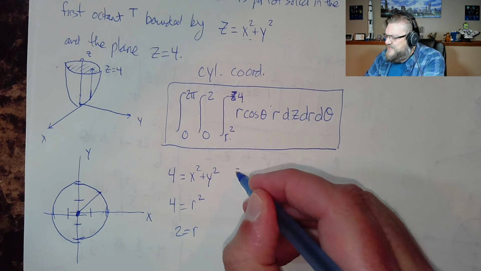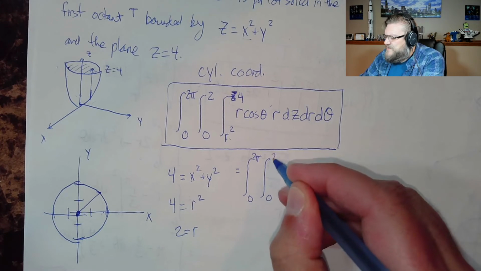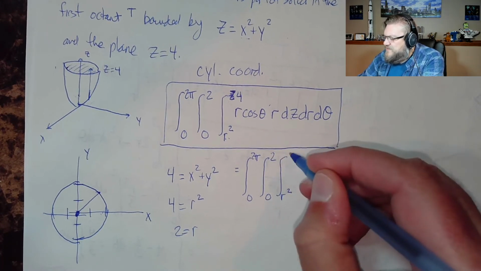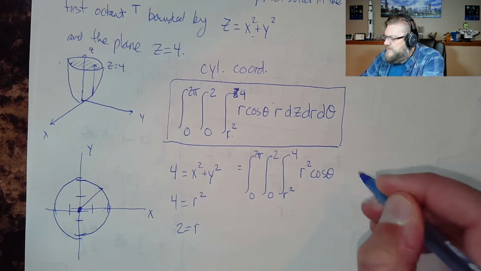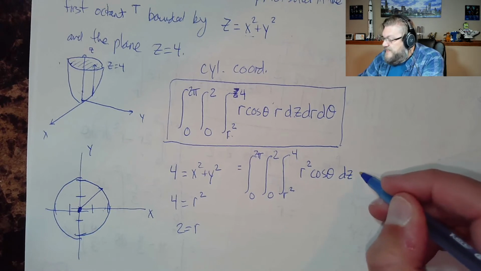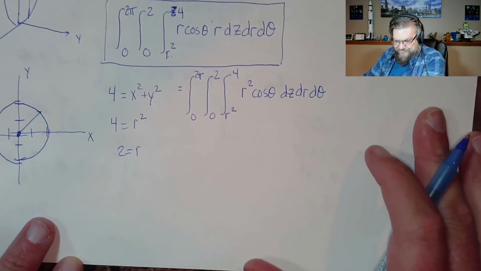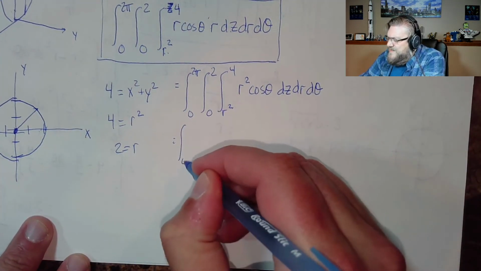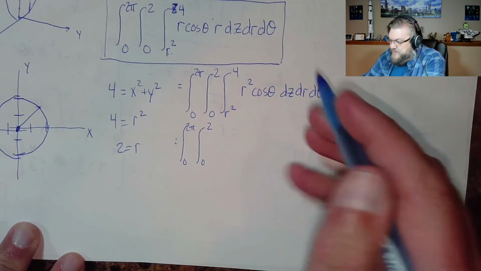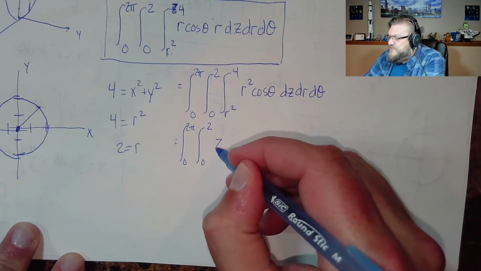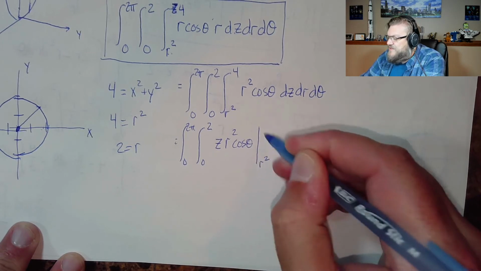So let's go ahead and actually do this integral. I am going to simplify before taking the integral. So I get r times r, so that's going to be r squared cosine theta, integral with respect to z, then r, then theta. Okay, here we go. These are along for the ride for now. I'm integrating with respect to z first. This is all constant relative to z. So I'm just going to have z r squared cosine theta evaluated from r squared to 4.